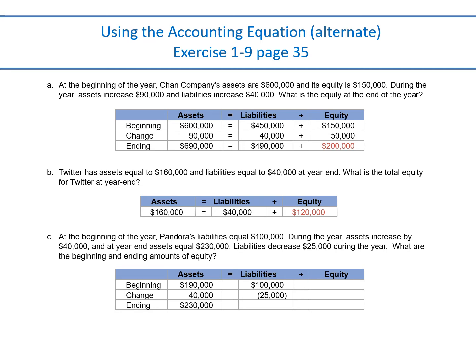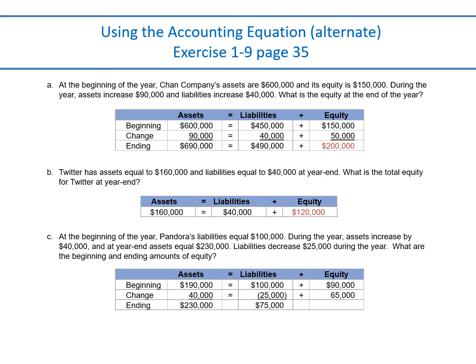And then we also know that liabilities decreased by $25,000 during the year. So $100,000 minus $25,000 equals $75,000. There's our 90 that we solved for just a second ago. So if we have a $40,000 change in our assets, and we have a $25,000 reduction in our liabilities, what number minus $25,000 is equal to 40?